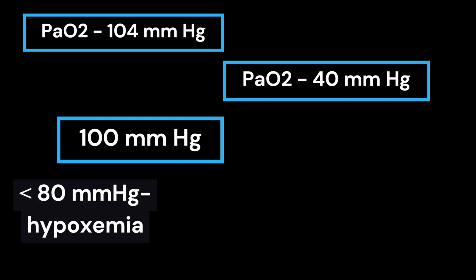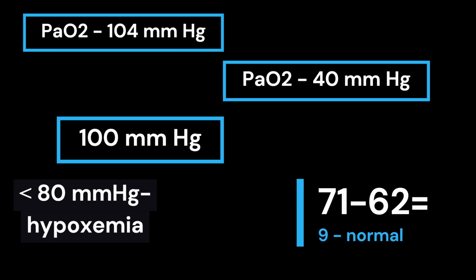Knowing the arterial and alveolar partial pressure of oxygen values allows calculation of the alveolar arterial gradient, which normally does not exceed 10 to 15. This patient's alveolar arterial gradient is 9, which is within normal limits. This indicates that his low arterial partial pressure of oxygen is directly due to his low alveolar partial pressure of oxygen and not caused by ventilation perfusion mismatch or diffusion impairment.